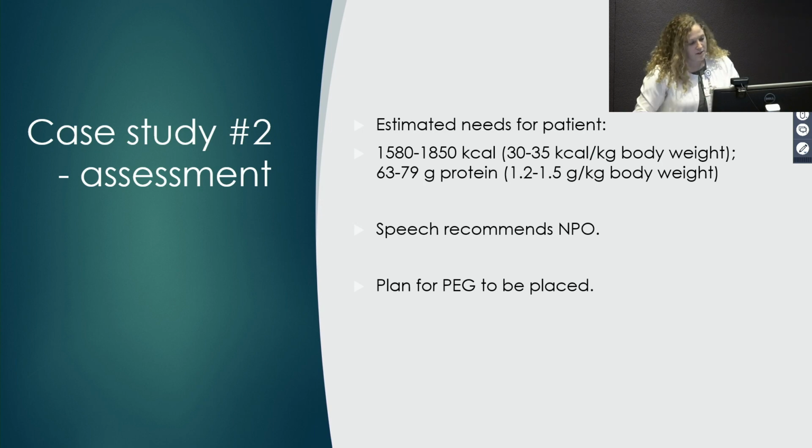So in my estimate for her needs, and I use this as well just for recommending what her tube feeding rate and amount should be. So I start here. I always do a range that 30 to 35 calories per kilogram since she's had that weight loss, and 1.2 to 1.5 grams of protein per kilogram body weight as well. Speech did end up recommending her just to be NPO, and just everything will be through her tube feeding.